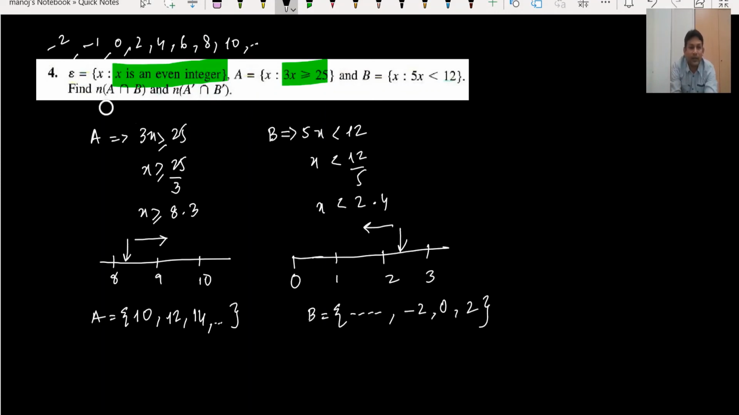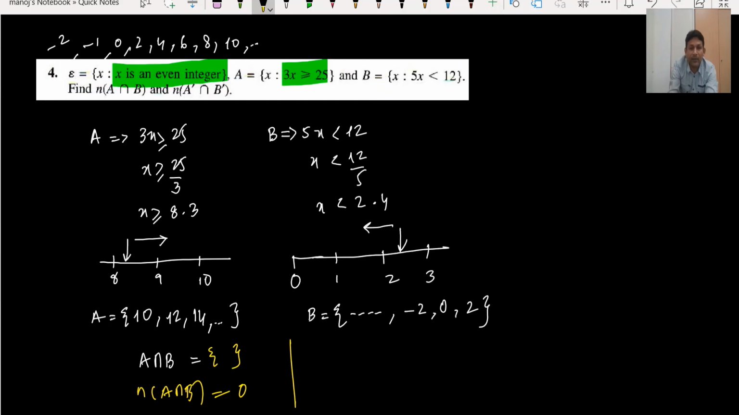Now, what is the requirement? A intersection B. What is common in A intersection B? Just check it out. Nothing is common. So the number of elements in A intersection B is 0.